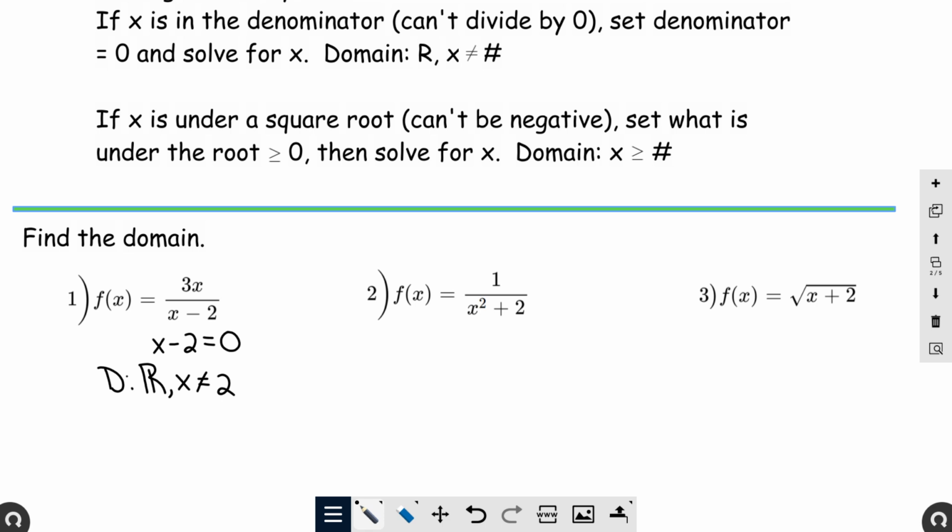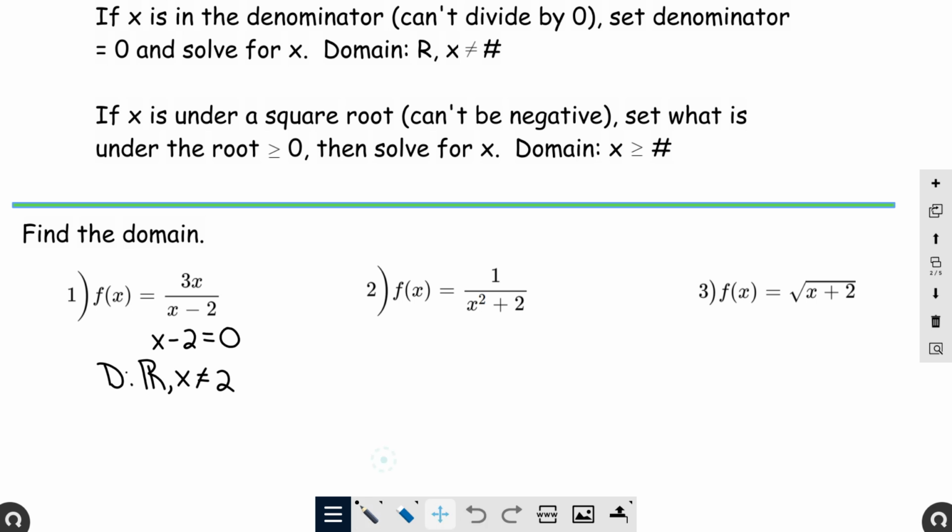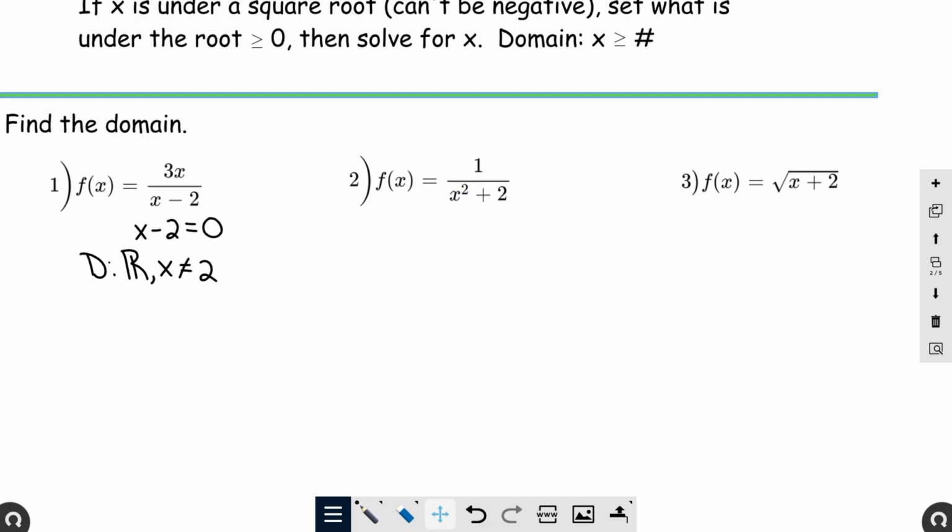So when you see a fraction, take whatever's in your denominator, set it equal to 0, and solve for x, just like we did in our last unit. Now, you had a few problems last night where maybe you could factor and cancel some things out. Remember, if it cancels out, it still needs to be part of that domain, just like our restrictions.